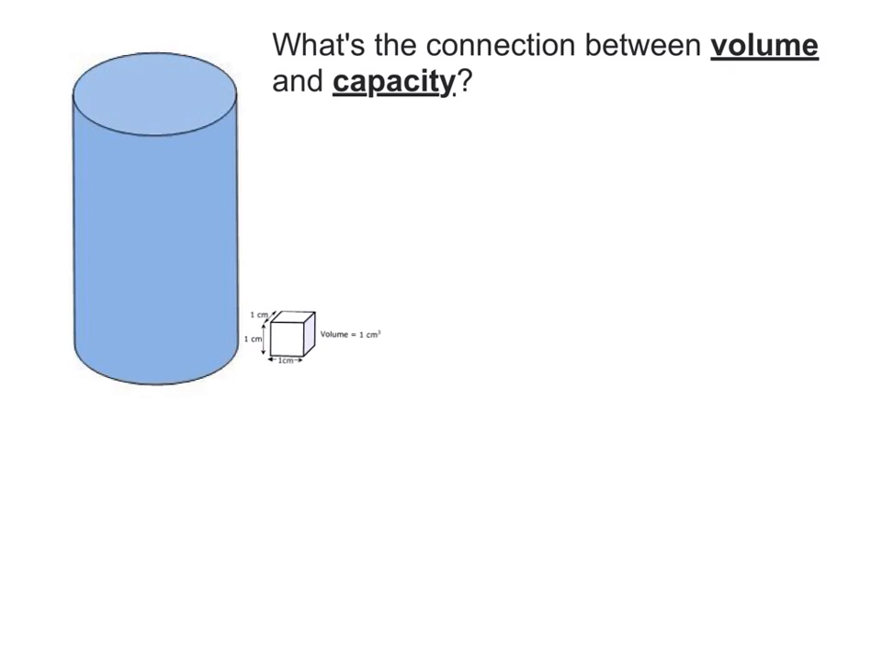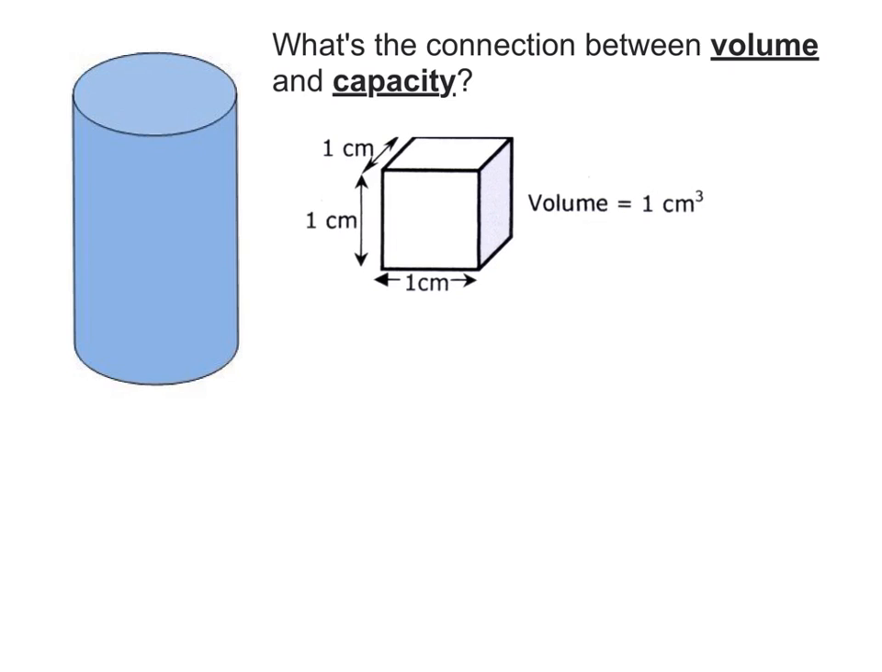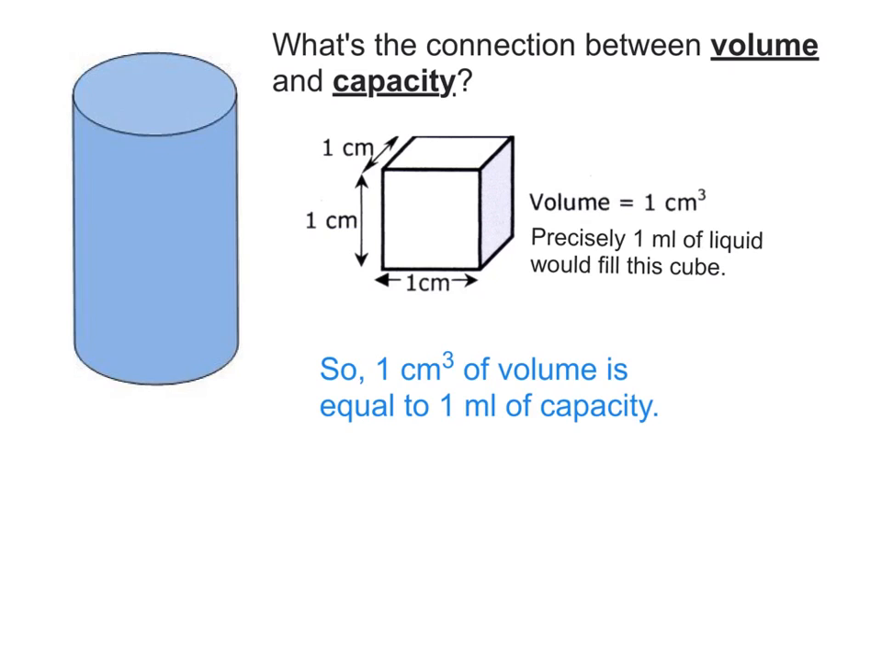Let's illustrate this by taking a look at the centimeter cube shown here. A 1 by 1 by 1 centimeter cube has a volume of 1 centimeter cubed. If we were to fill this cube up with water, it would require precisely 1 milliliter of water or liquid. So, 1 centimeter cubed of volume is equal to 1 milliliter of capacity.